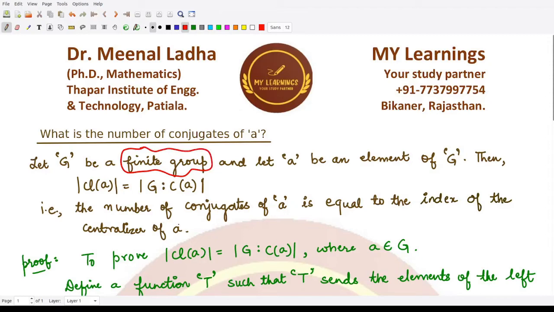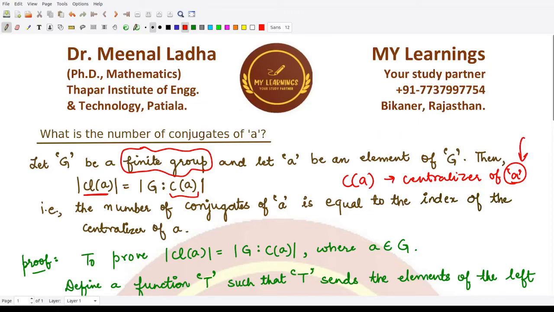So if we are given some finite group and if A is some element of the group G, then the number of elements present in the conjugacy class of A is equal to the index of the centralizer of A. What is C of A? If you remember, it represents the centralizer of some element A, and this element A is present in G. The centralizer is the set of all elements which commute with A, right? And the centralizer becomes the whole group whenever G is an abelian group.